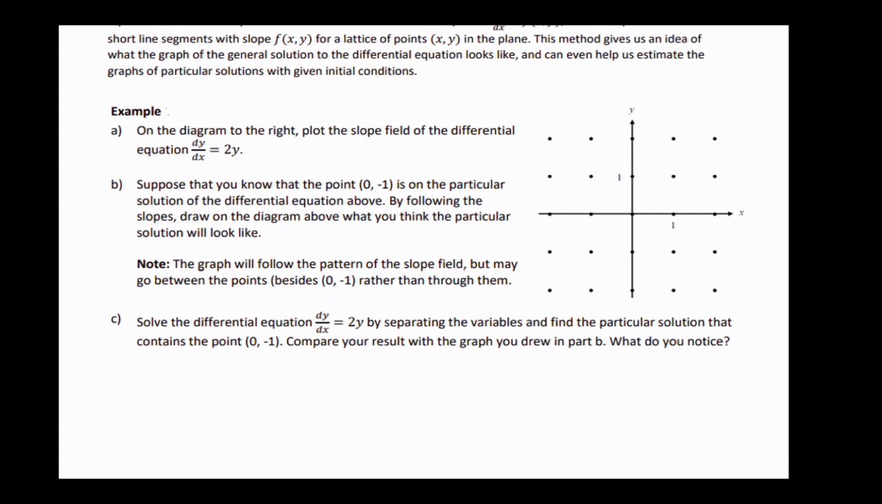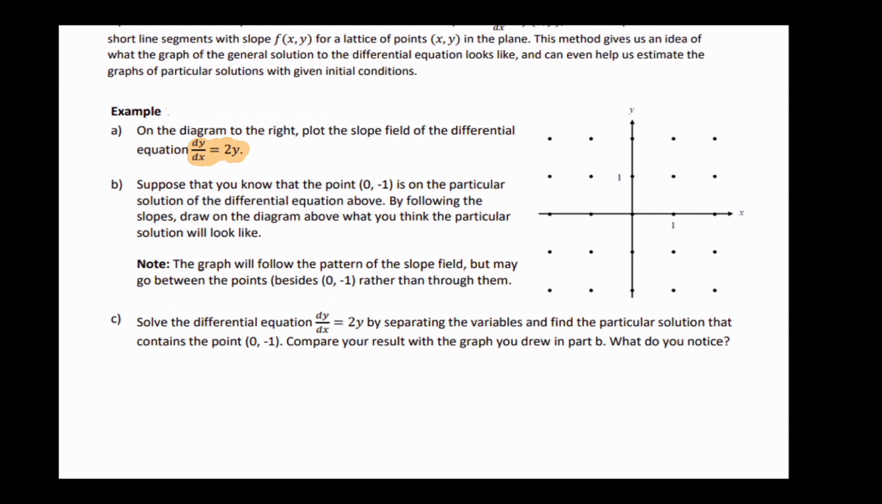On the diagram, slope fields are easy to spot because they have a bunch of dots on them. They have a bunch of dots because we need to find the slope at every single one of those dots. So we're going to create a slope field for the differential equation. Here's our derivative equation. We're going to create a slope field for that.